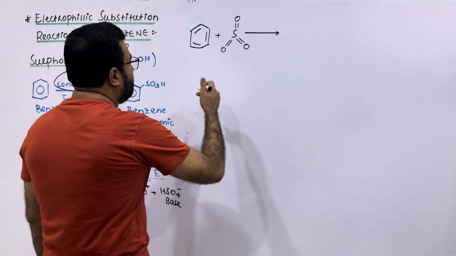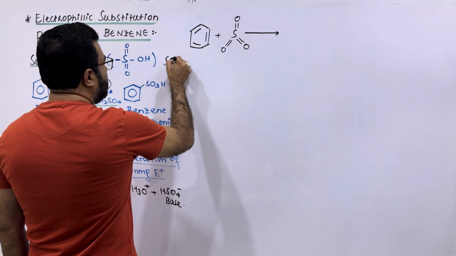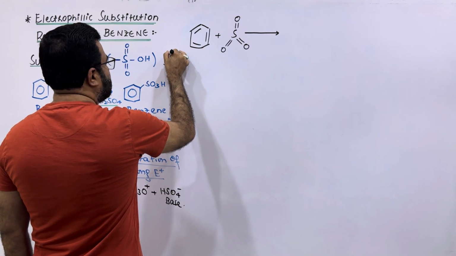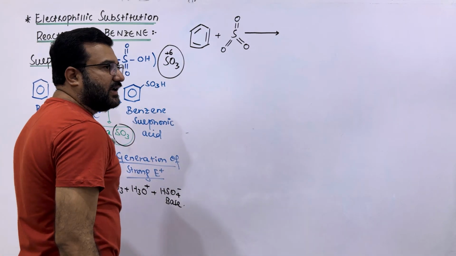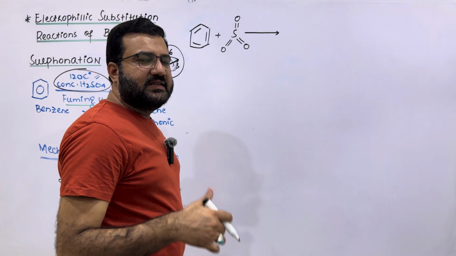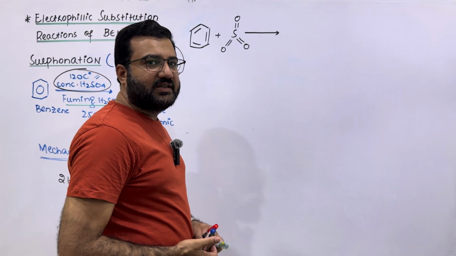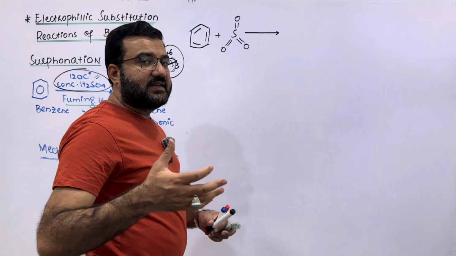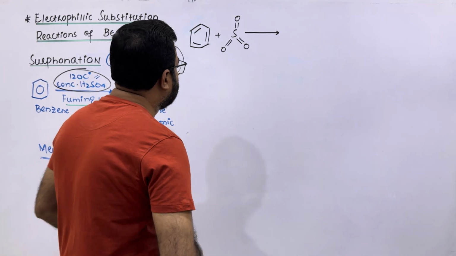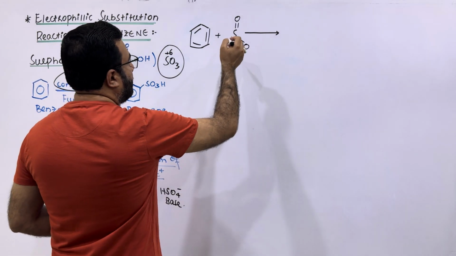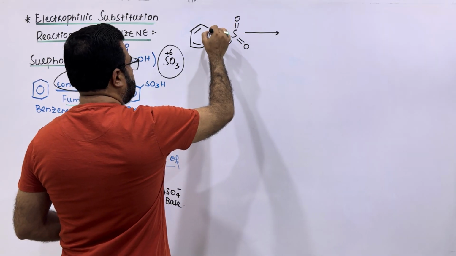And all those compounds in which the central atom is at its maximum oxidation state, they can act as the stronger electrophile. Just like in SO3, the sulfur is having maximum oxidation state of +6 and it is highly electron deficient, so it can act as a strong electrophile.